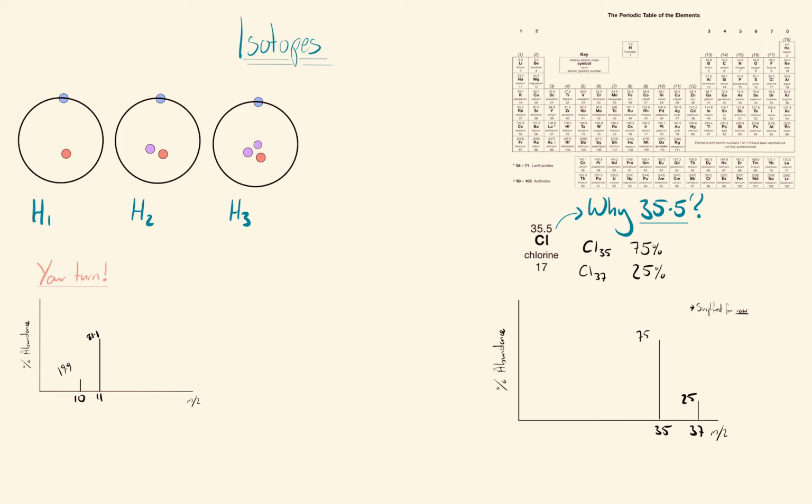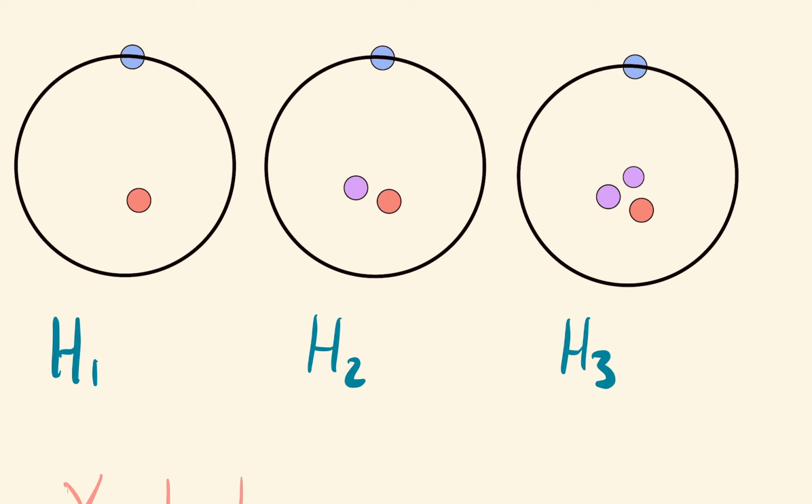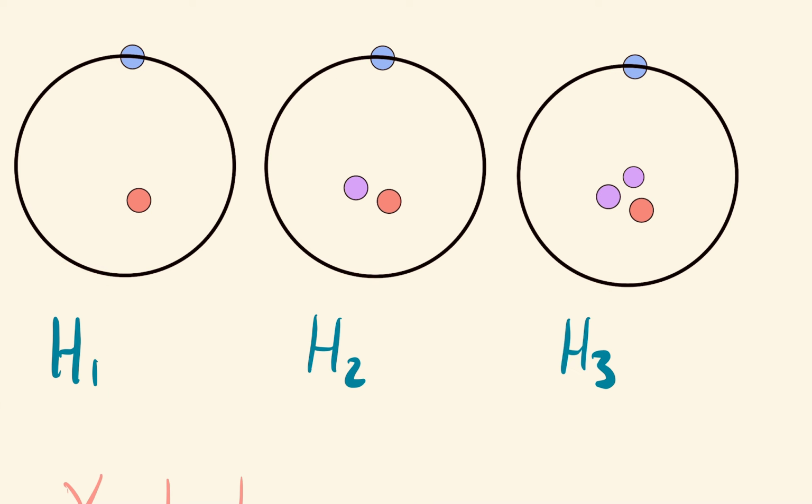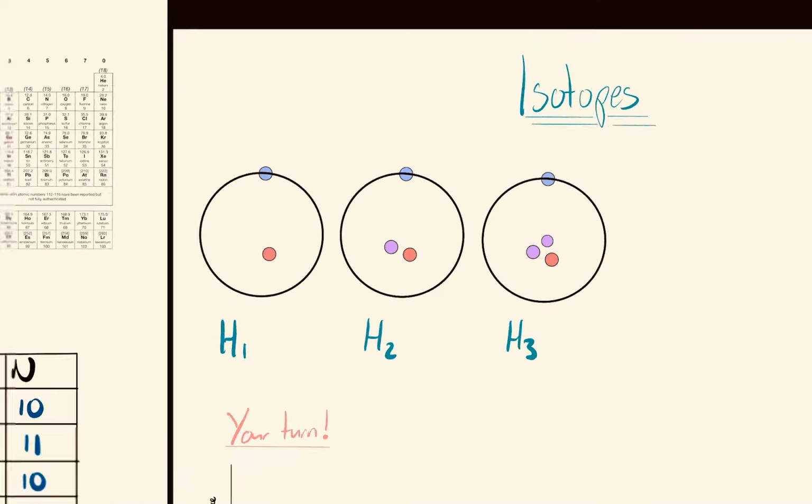We'll start here with a great example of an isotope. We've got 3 isotopes of hydrogen. And hopefully you can see what the big difference is. In hydrogen 1, we have no neutrons. In hydrogen 2, 1 neutron. In hydrogen 3, we've got 3 neutrons. It's the relative atomic mass that changes, the mass number that changes. The proton number will stay the same.